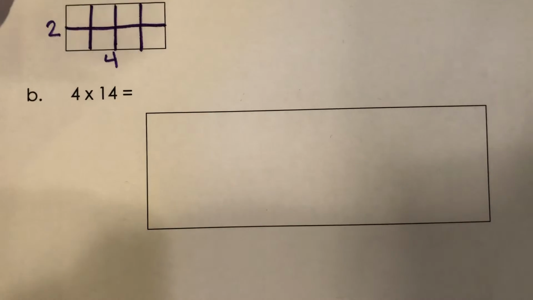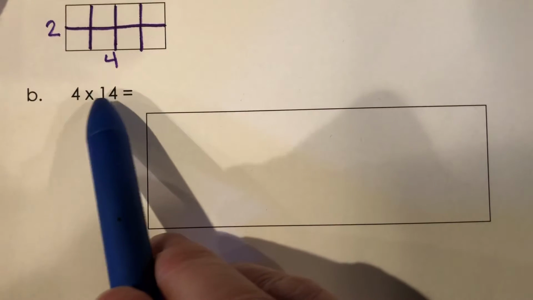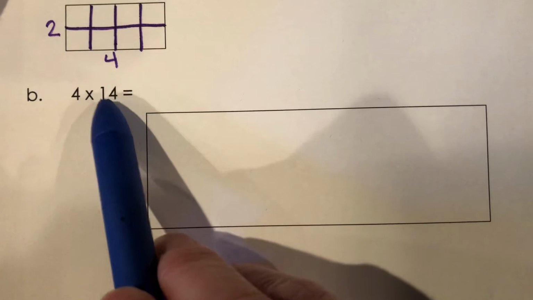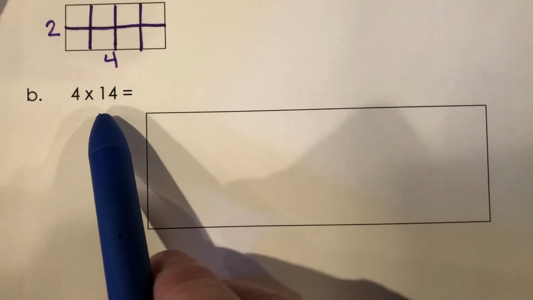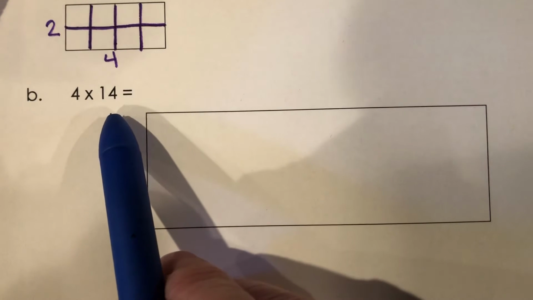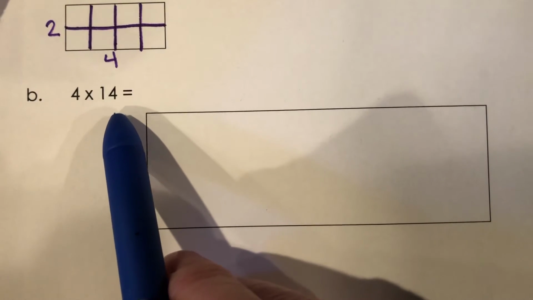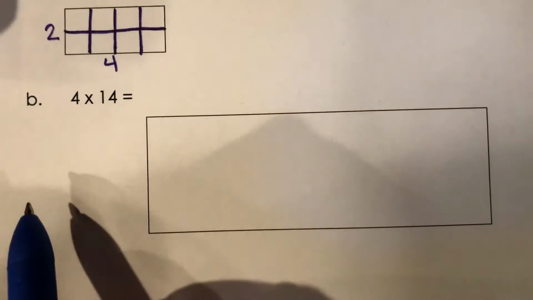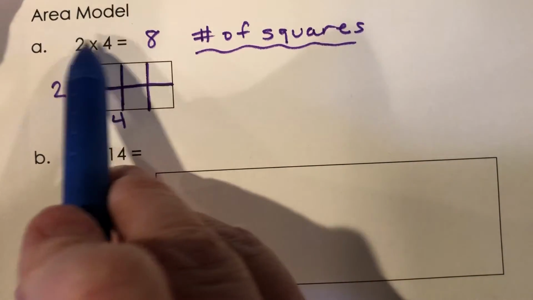But in our number talks, a lot of you told me that when you try to do 4 times 14, one of your strategies was to break up this 14 into 10 and 4, taking the 4 times the 10 and the 4 times the 4. And that's exactly what we're going to do, but I'm going to show you how to use the area model to do that. So when we find the area, length times width, right?